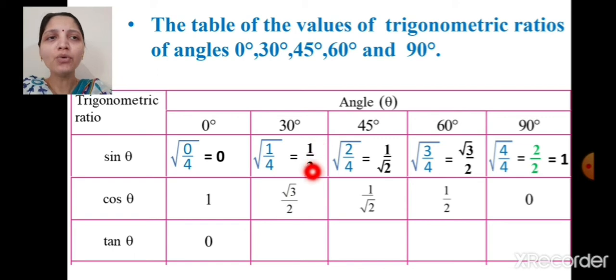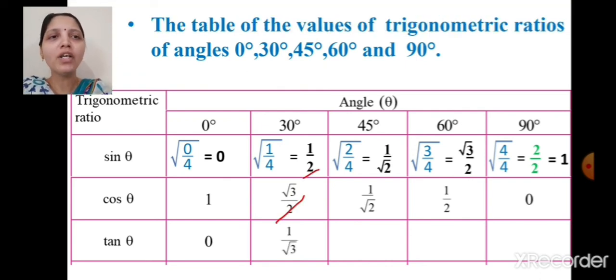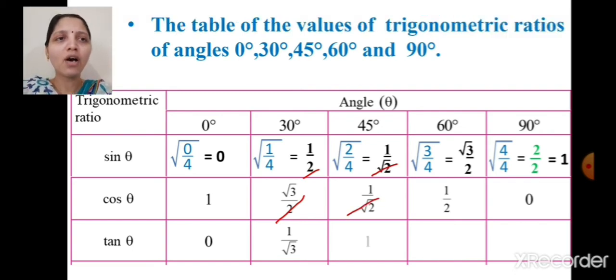Then 1 upon 2 divided by root 3 upon 2. So what you will do here? This 2 will get cancelled. So what is remaining here? 1 upon root 3. Similarly, if you divide, this root 2 will get cancelled. What is remaining here now? 1. So tan 45 is 1. Then for tan 60, this 2 and this 2 will get cancelled and you will get here root 3.